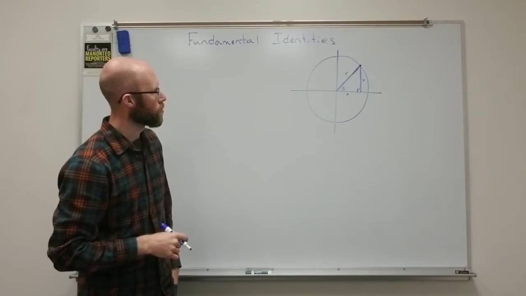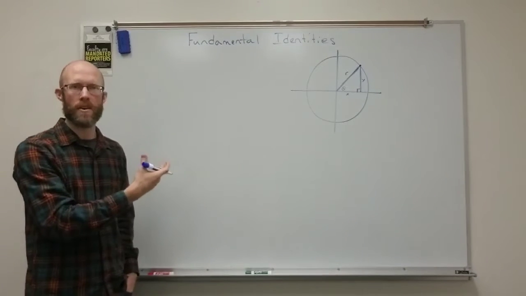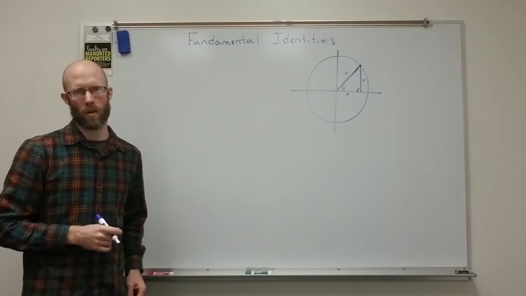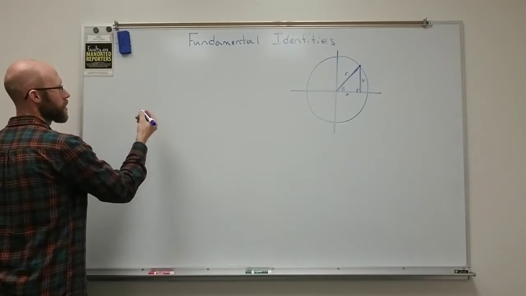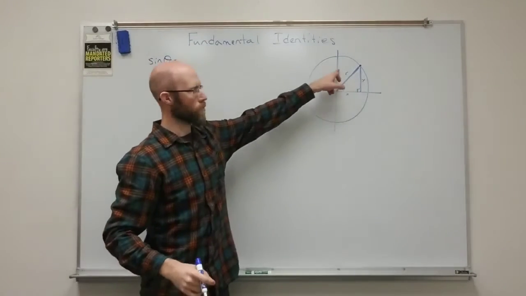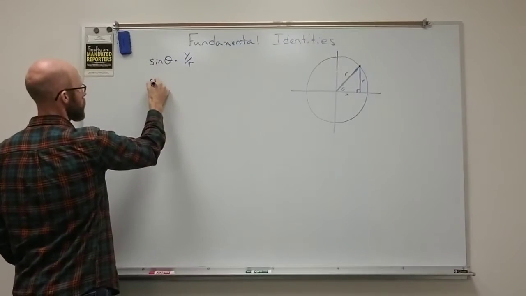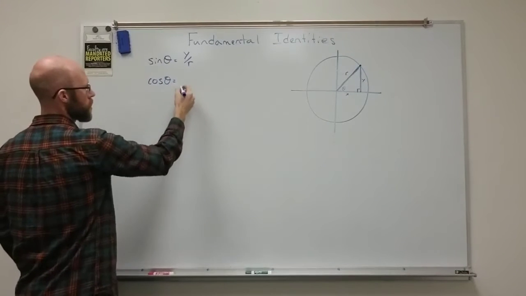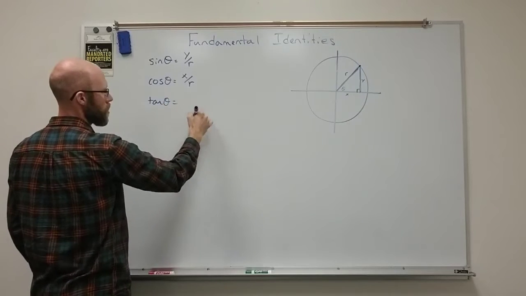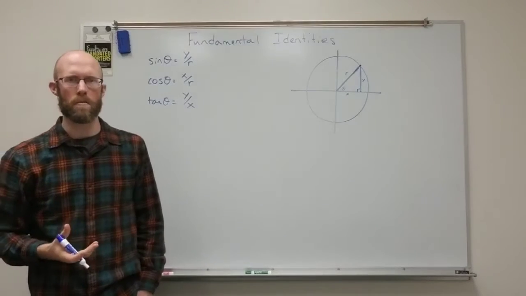We've seen that before, but now we're going to use that to review the definitions of the trig functions and then get some relationships going between the trig functions. So first thing is we know that the sine of the angle theta is equal to the opposite over the hypotenuse, which is y over r. We know that the cosine is the adjacent over the hypotenuse, x over r. The tangent is the opposite over the adjacent, so y over x. So we have those three immediately.